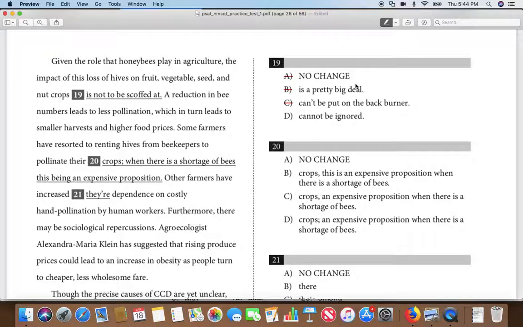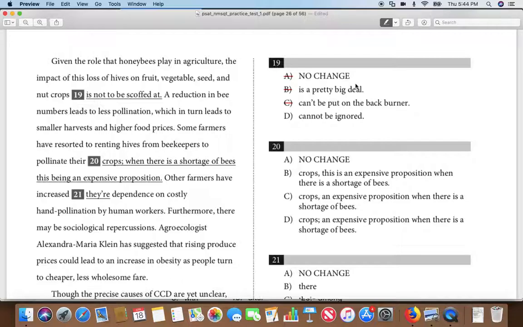Let's plug in D. I want to hear it with D. The whole sentence, please. Given the role that honeybees play in agriculture, the impact of this loss of hives on fruit, vegetable, seed crops cannot be ignored. How does that sound with D plugged in? It sounds a lot better. So much better. Absolutely. Any questions about that, guys?